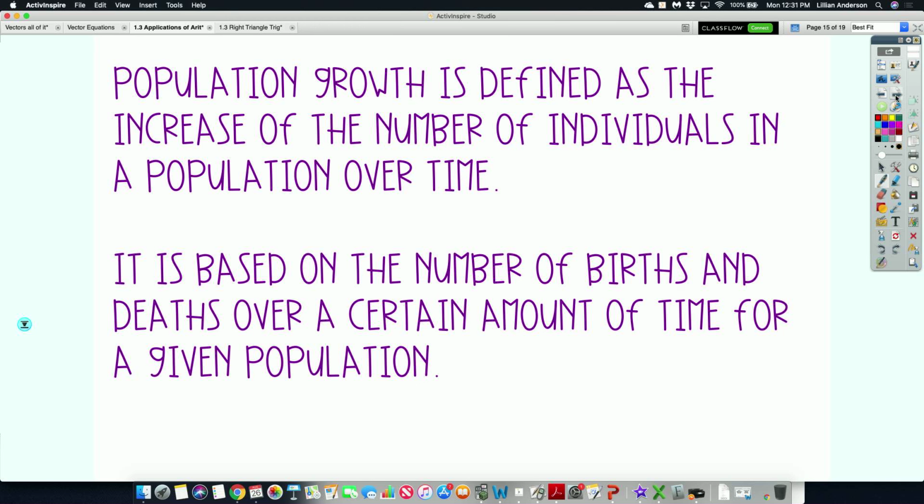And it is based on, population growth is based on the number of births and deaths over a certain time period, certain amount of time for a given population. Okay? So, population growth. We'll talk about it a little bit more deeply because for your homework, you guys have another investigation. Okay? And we're going to take a look at that. Or you guys are going to take a look at that, and then we'll finish this up on Wednesday.